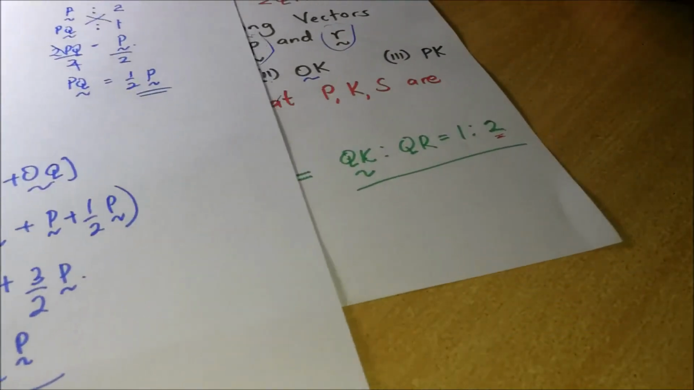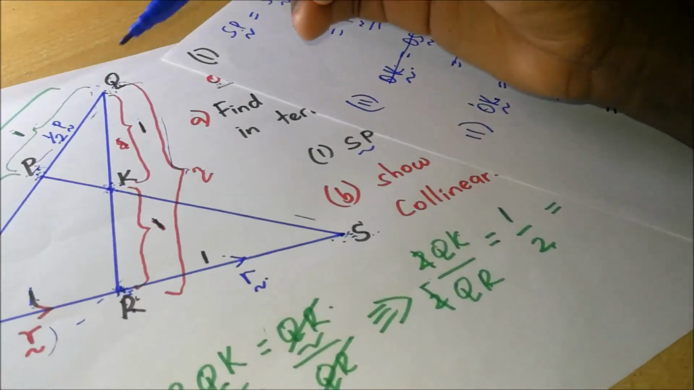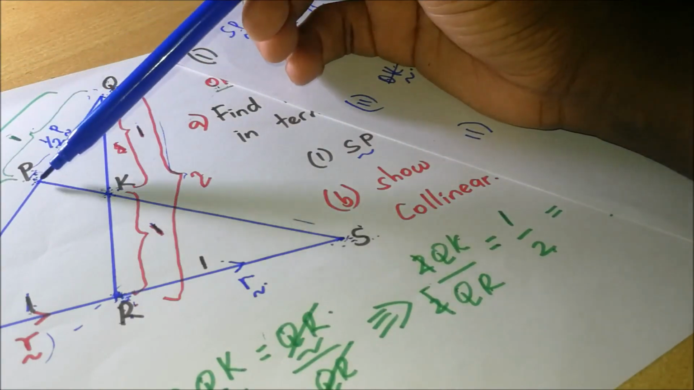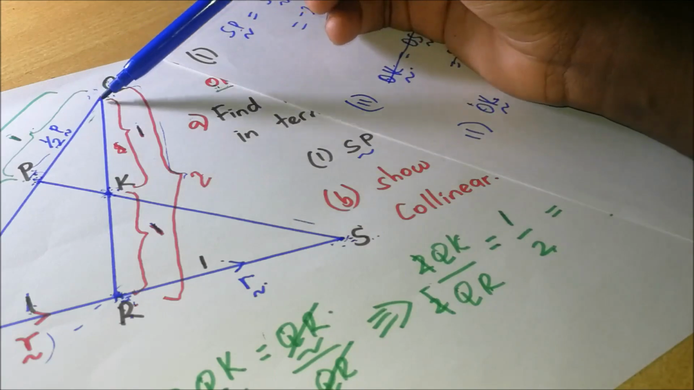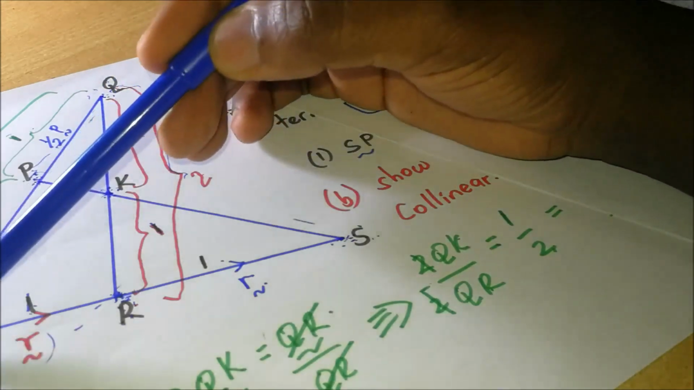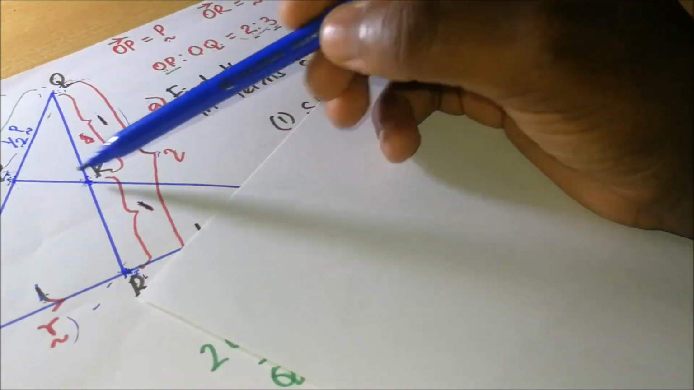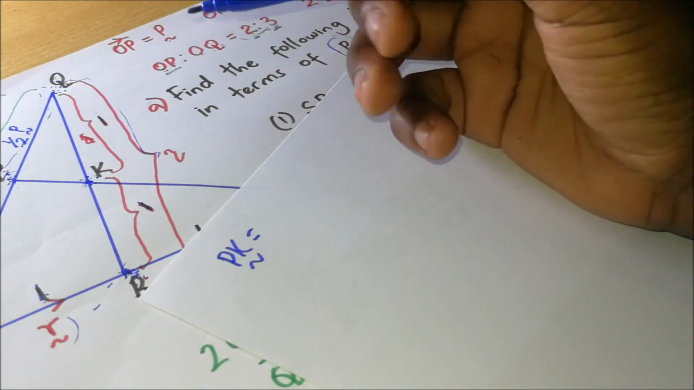So this right here is our answer. So let's go on to Roman 3, where we are required to find PK. So I'm supposed to find the distance from P to K. For me to find the distance from P to K, I can use PQ plus QK, or I can use PO plus OR plus RK. So let's go ahead and find PK. I'll use the shorter route, PQ plus QK.